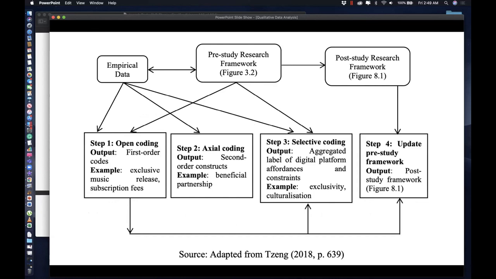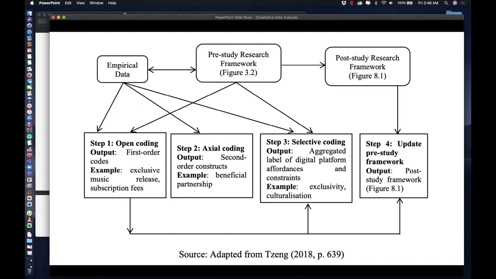Go to your axial coding and go to selective coding and update the framework. That's my advice. So this is where it will end. We start with the empirical, look at the pre-study framework, and then we'll end up with a post-study framework, depending on the type of study that we are doing. I believe that now you have a different understanding.